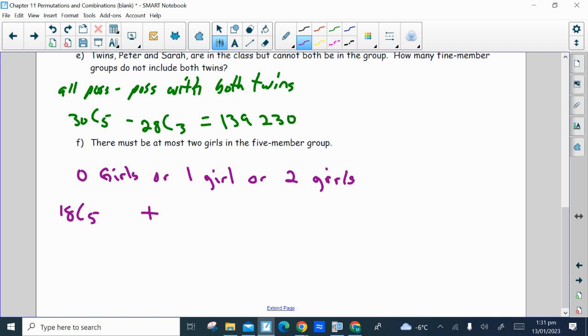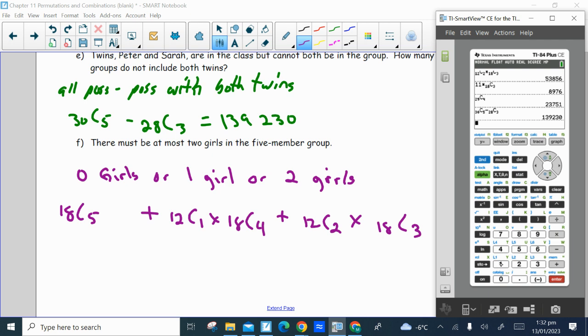Or, so we're going to add, what if there's 1 girl on the committee, which means you're going to choose 1 girl from the 12 that are there, and then the remaining 4 have to come from the 18 boys. When we say 1 girl, that means there has to be 4 boys. Or, if there are 2 girls, they'll be selected from the 12 girls that are in the class, but then that means the remaining 3 have to come from the 18 boys. So, let's figure out each of these. 18C5 is 8568.